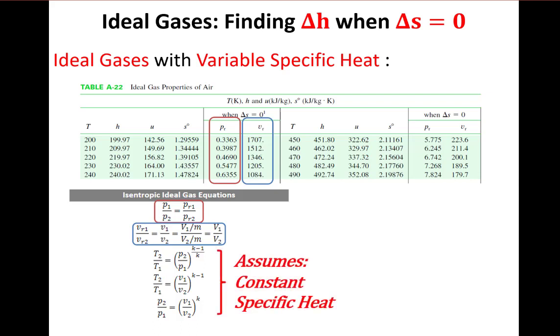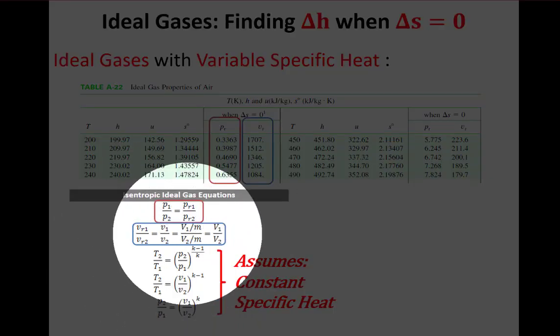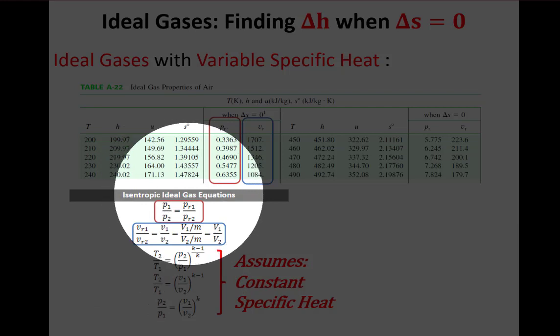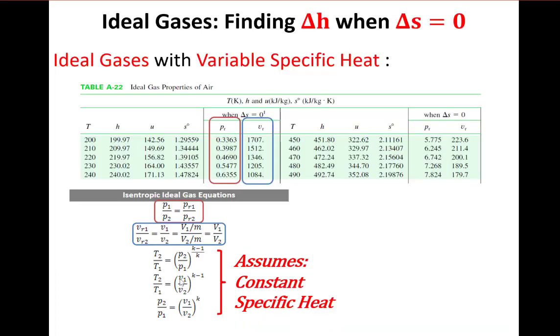And then if you were looking for where these equations with K in the exponent are on the equation sheet, they're under isentropic ideal gas equations, because you can only use these equations if your working fluid is an ideal gas and it's an isentropic process.